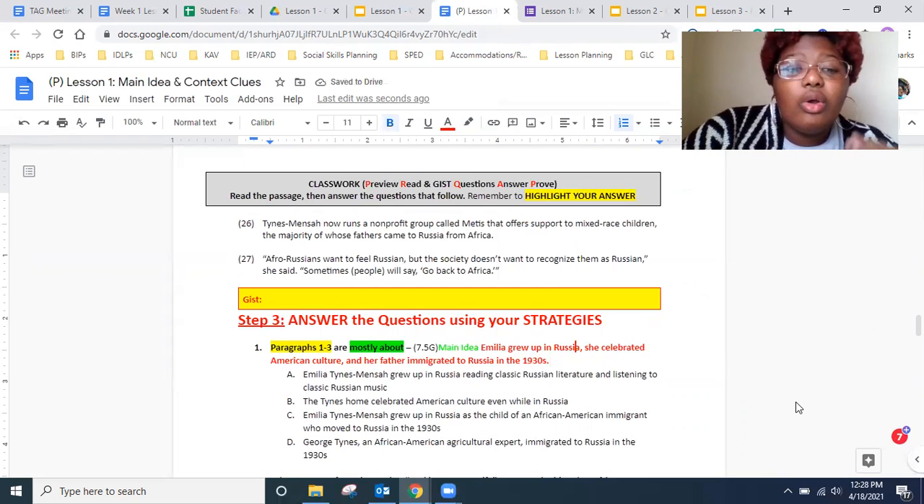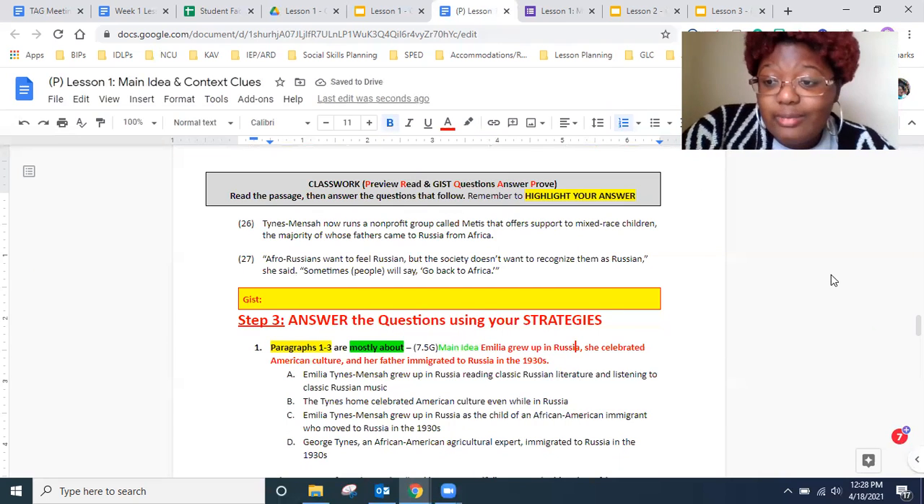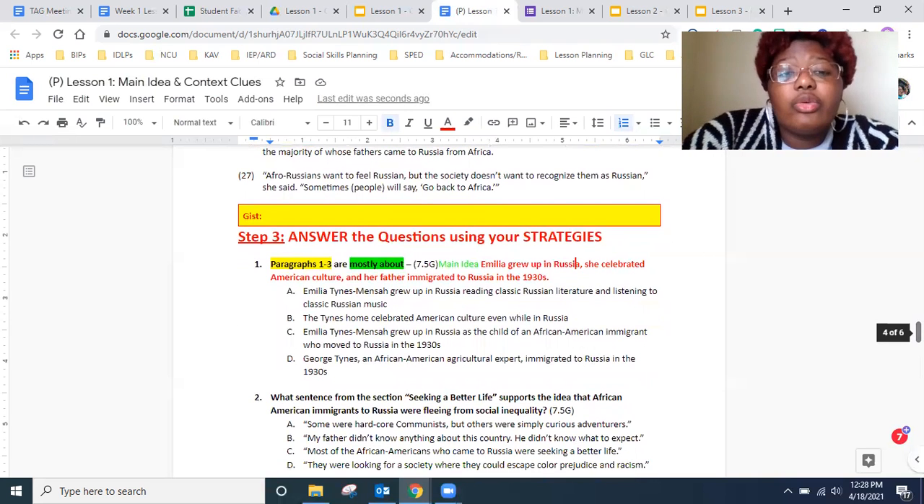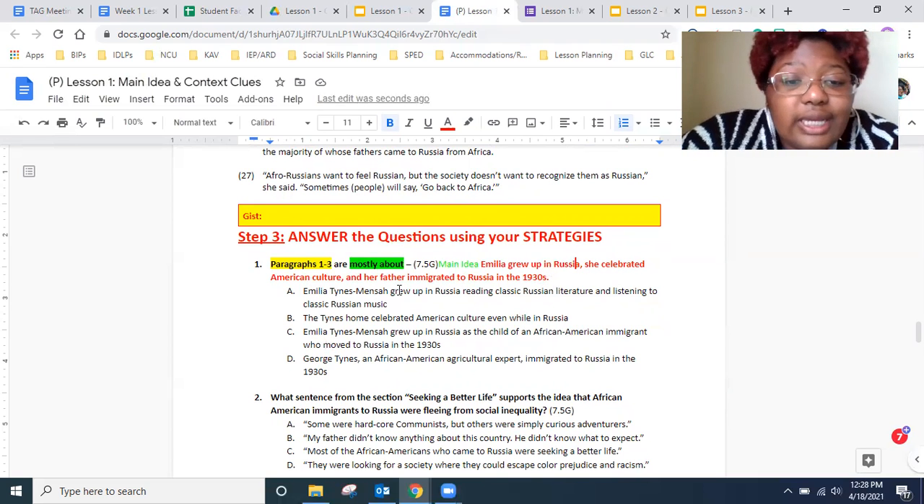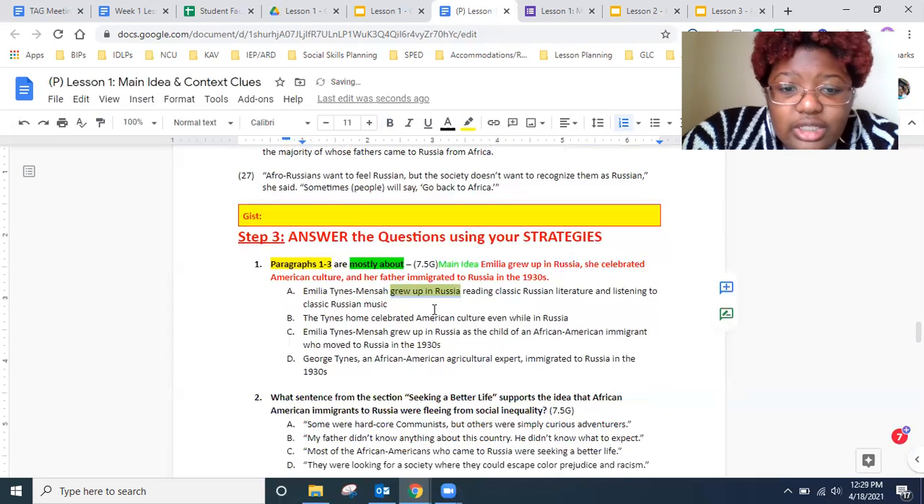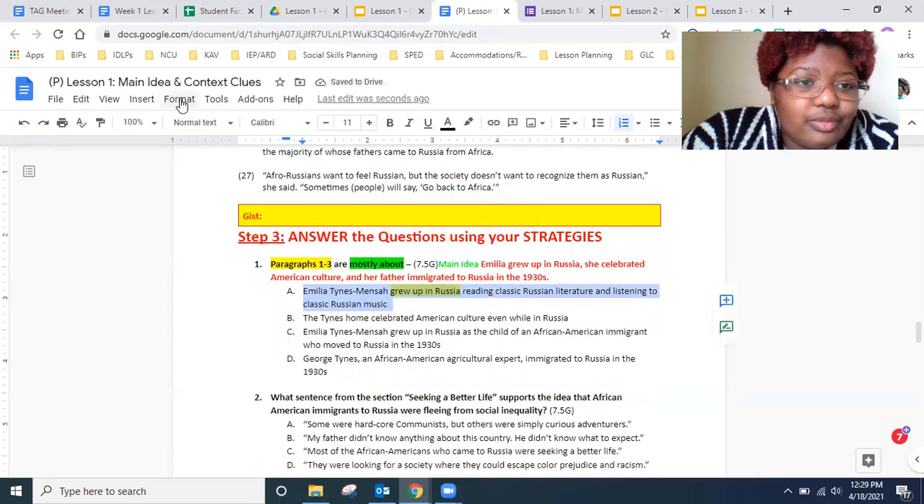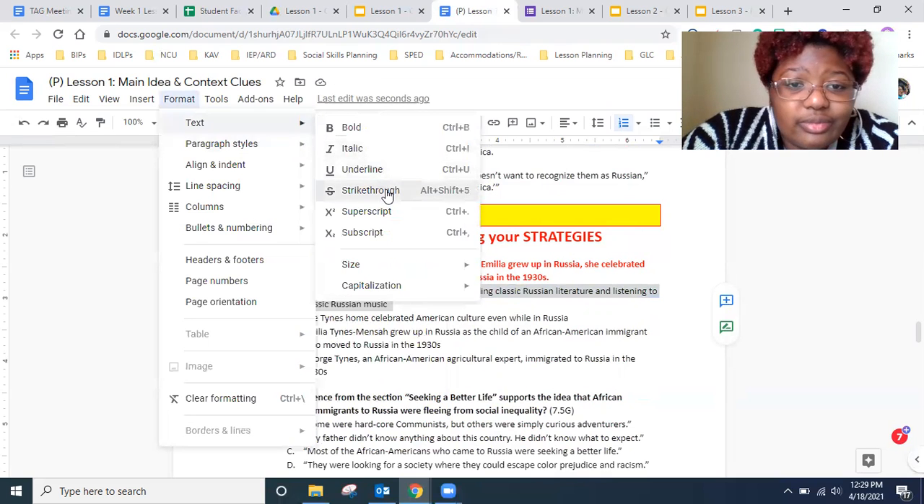Now I'm going to answer, because that's my next step. So it says paragraphs 1 and 3 are mostly about Amelia grew up in Russia. She celebrated American culture and her father immigrated to Russia in the 1930s. So that means I need to find an answer choice that basically states these things. A says Amelia Mensa grew up in Russia reading classic Russian literature and listening to Russian music. Well, I have that she grew up in Russia, but I don't have the other things in this answer, so I can't choose it. I'm going to strike this out.